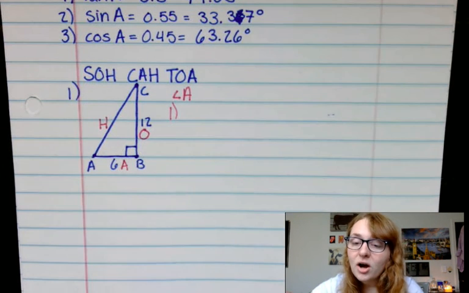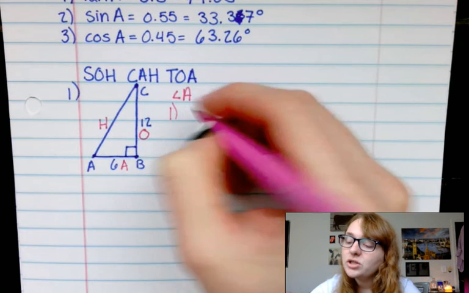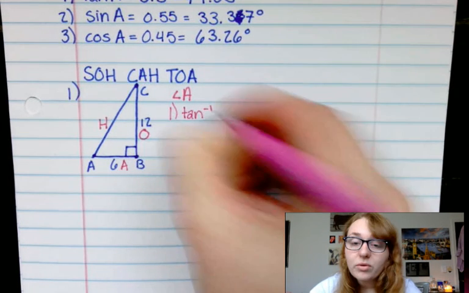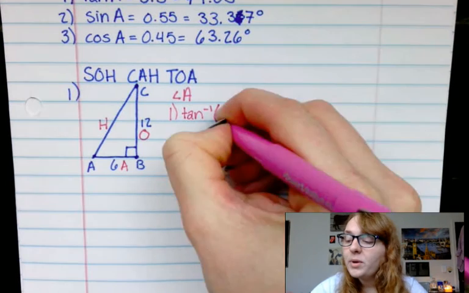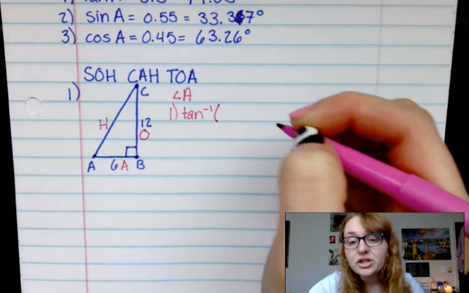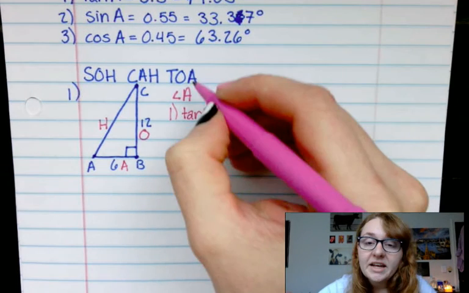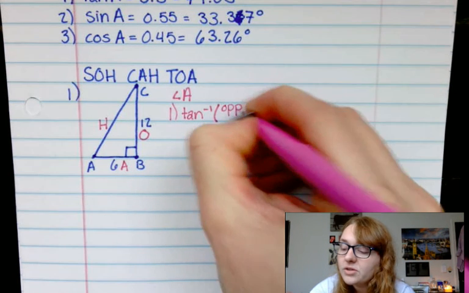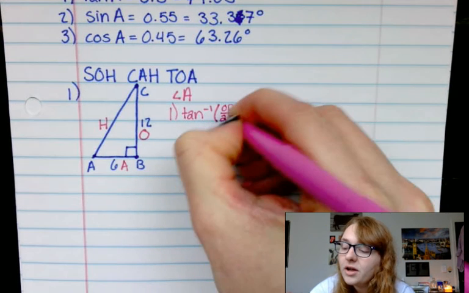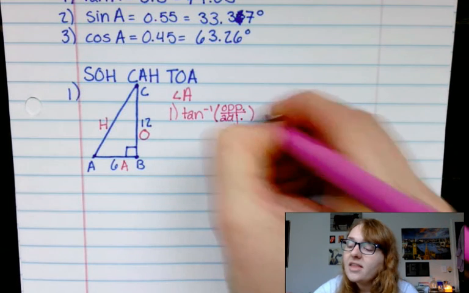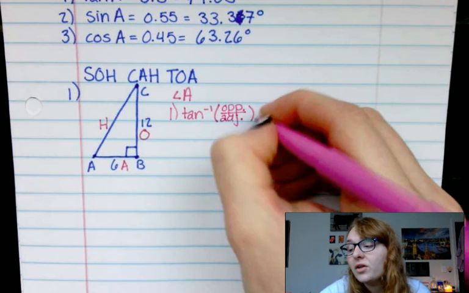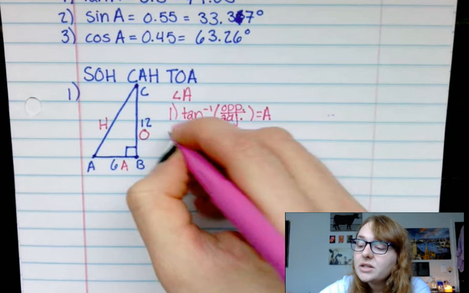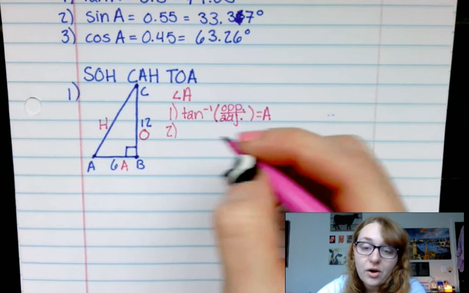First, we have to set up. Our setup steps are going to look very similar to one another. So we're going to use our trig function of tangent, show that we're doing the inverse, open our parentheses, and then write our ratio. Our ratio for tangent is opposite over adjacent. So opposite over adjacent. And that is going to give us that unknown angle of A that we are trying to find.